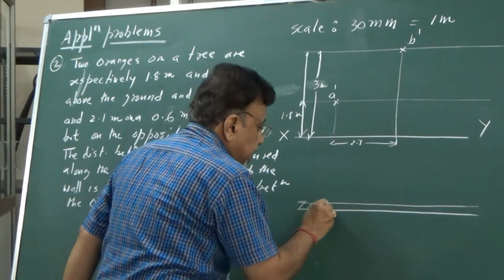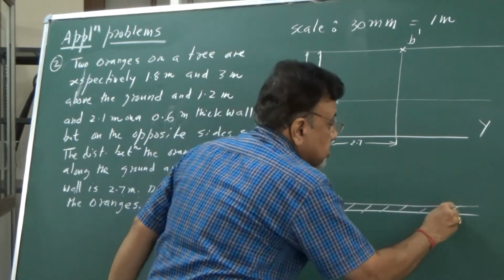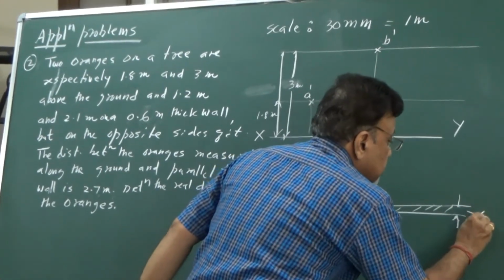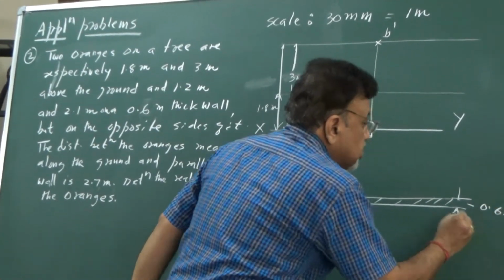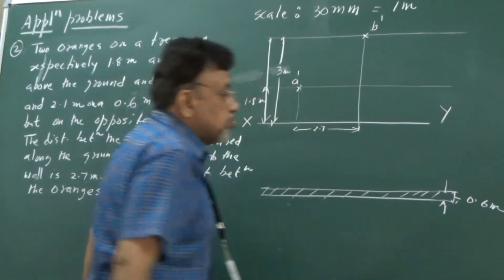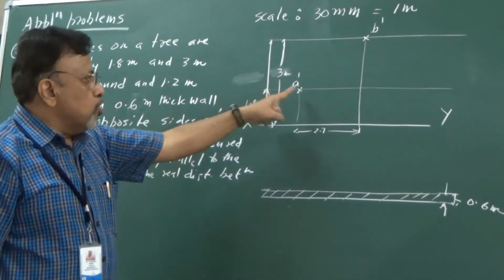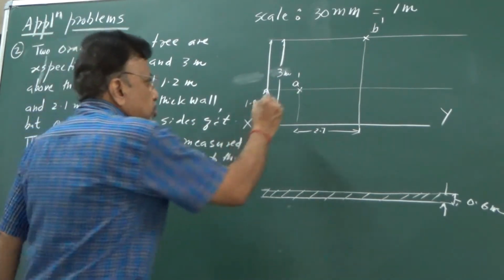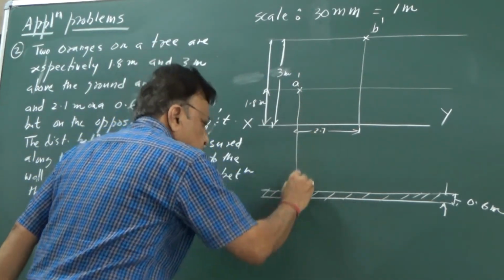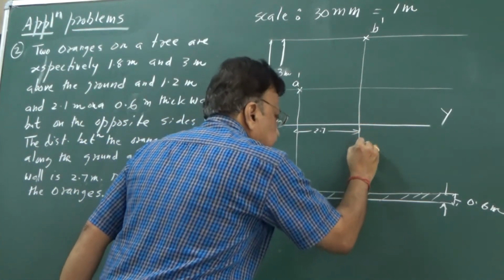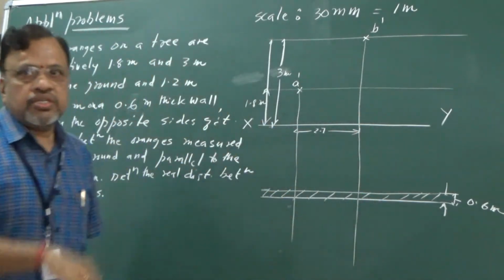So just for clarity, I am just indicating like this. So this is nothing but 0.6 meters. This is 0.6 meters. Okay, now let us say I want to locate first A. So A should be on this particular projector. And you know that the other orange has to be on this projector.